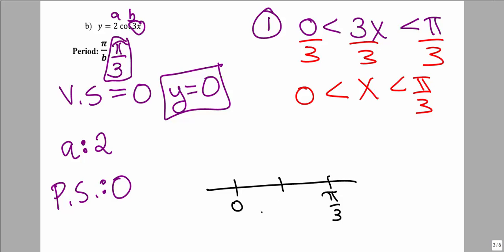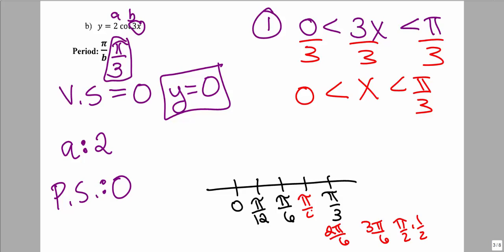Let's find the midpoints, add together, and multiply by 1/2. We get pi over 6. Add together, multiply by 1/2, pi over 12. Add together, be careful, we need a common denominator. What would this be with a common denominator? Multiply top and bottom by 2. Add together, we get 3 pi over 6, which is pi over 2, and then multiply by 1/2, pi over 4. So these are our midpoints for our cotangent graph.